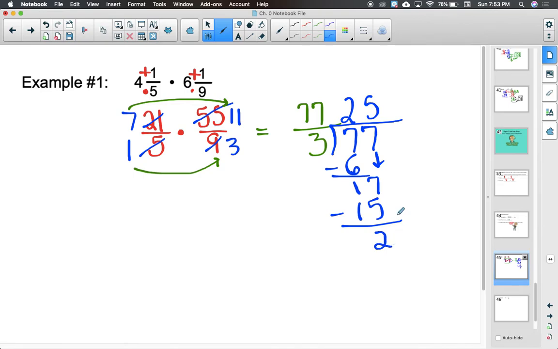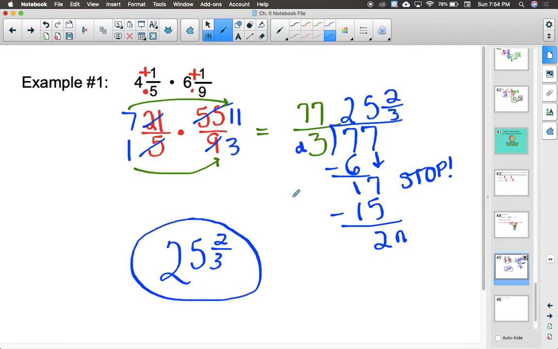Now you're probably very tempted to put a decimal here and then a 0, but do not do that. Stop right now. Stop dividing because we have enough information to write our mixed number. 25 is the whole number because 3 goes into 77, 25 whole times. 2 is our remainder, which also is our numerator. And 3 has been our denominator the whole time, so it's going to stay our denominator. So our final answer here is 25 and 2/3.